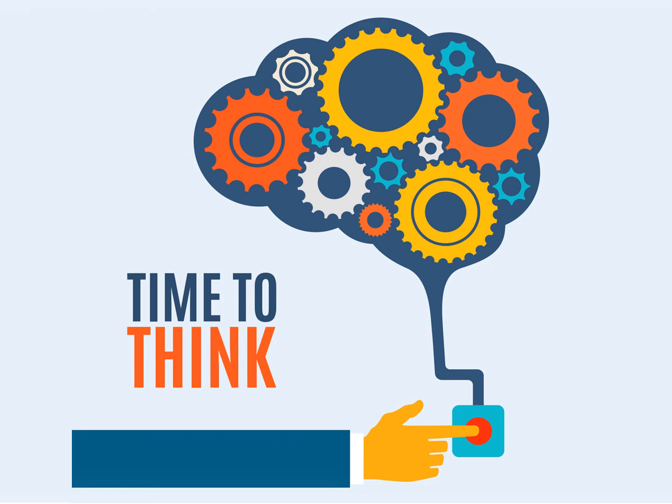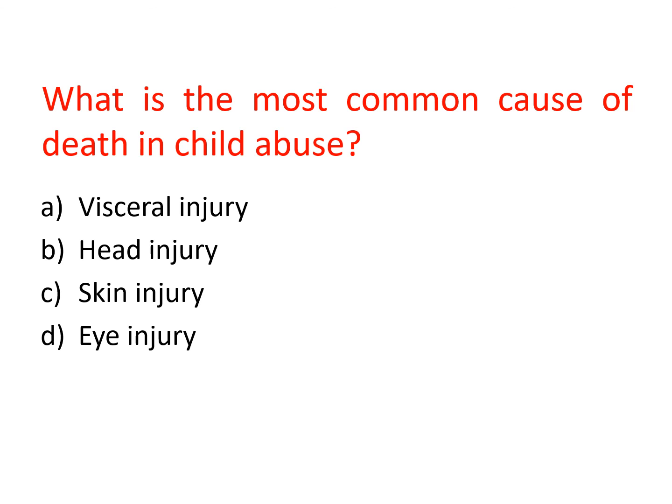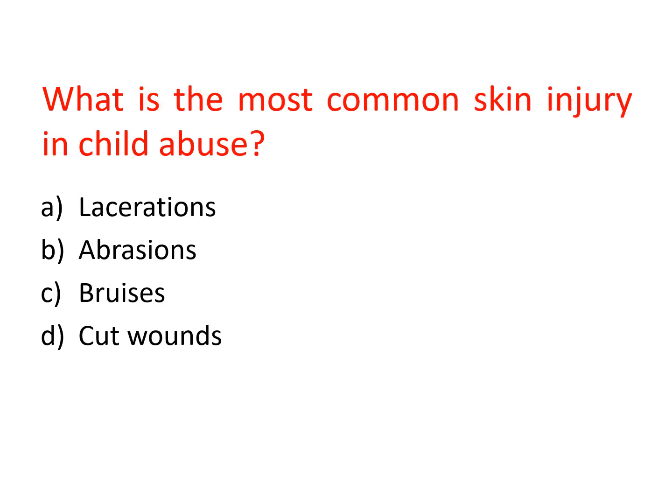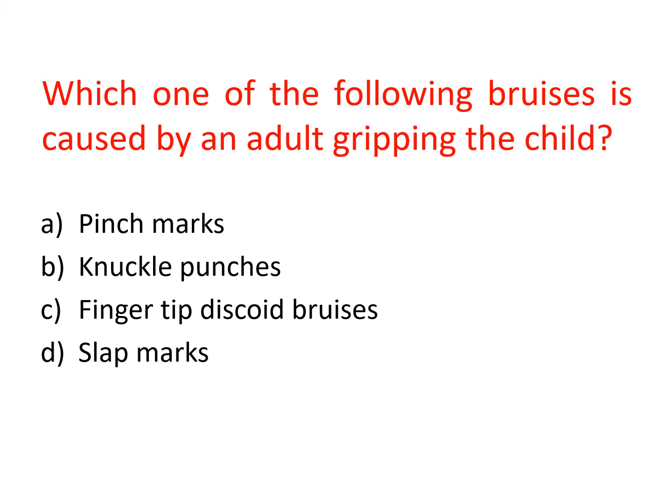Here are the questions. What are the most common injuries in child abuse? Physical injuries, head injuries, skin injuries, or eye injuries? What is the most common cause of death in child abuse? Physical injury, head injury, skin injury, or eye injury? What is the most common skin injury in child abuse? Laceration, abrasions, bruises, or cut wounds? Which one of the following bruises is caused by an adult gripping a child? Pinch marks, knuckle punches, fingertip discoid bruises, or slap marks?